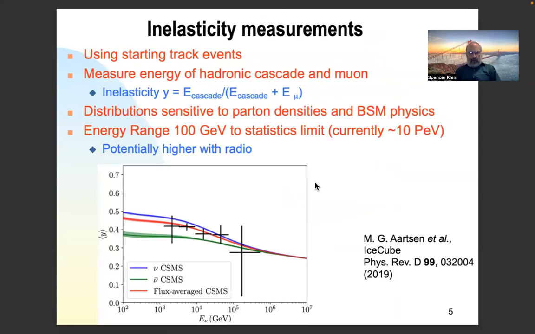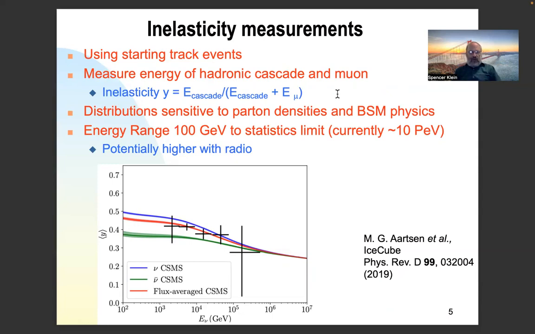Inelasticity measurements are somewhat complementary. They use starting track events that are actually observed in the detector. If you measure the energy of the hadronic cascade when they are initiated, which shows the energy transferred to the target, and the muon energy, you can then calculate the inelasticity as the ratio of the cascade energy to the total energy. These distributions are sensitive to the parton densities and, as I mentioned, BSM physics.